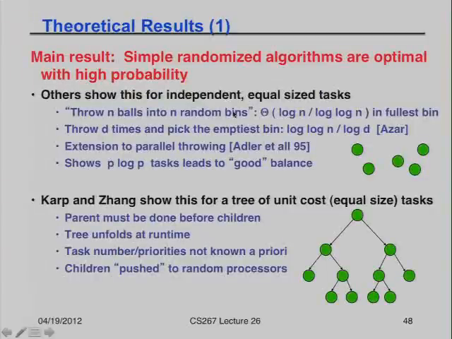So here are the results, which say how well randomness works. The first time people tried to do it, they assumed all the tasks are completely independent and all equal size. That's the easiest case where people started. In that case, what we're going to do is not work stealing, but work pushing. If you have too much work, I'm just going to give it to somebody else. How am I going to give it to somebody else? I'm going to pick a random other processor and just give them the work.